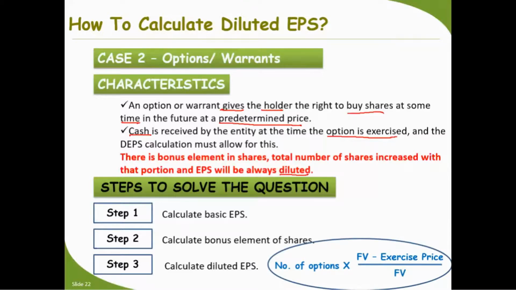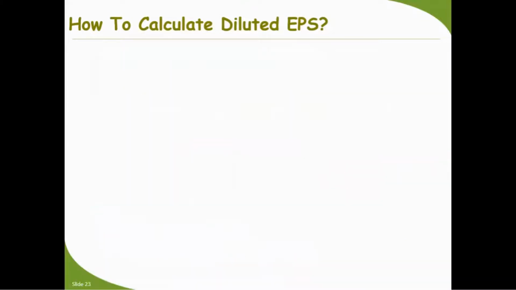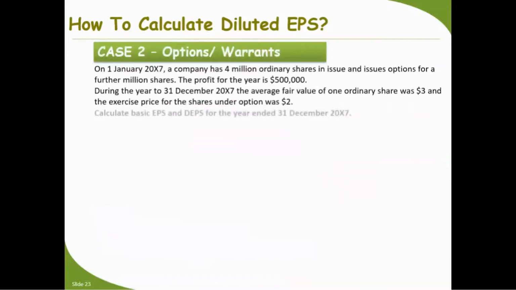We will calculate the diluted EPS. Okay. Now, look at this question. On 1st January 20X7, a company had 4 million ordinary shares in issue and issues options for a further million shares. The profit for the year is $500,000 during the year to 31st December 20X7. The average fair value of one ordinary share was $3.